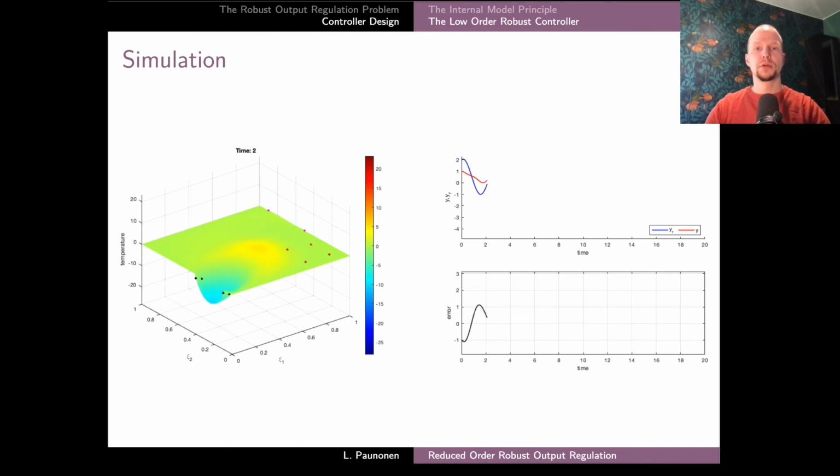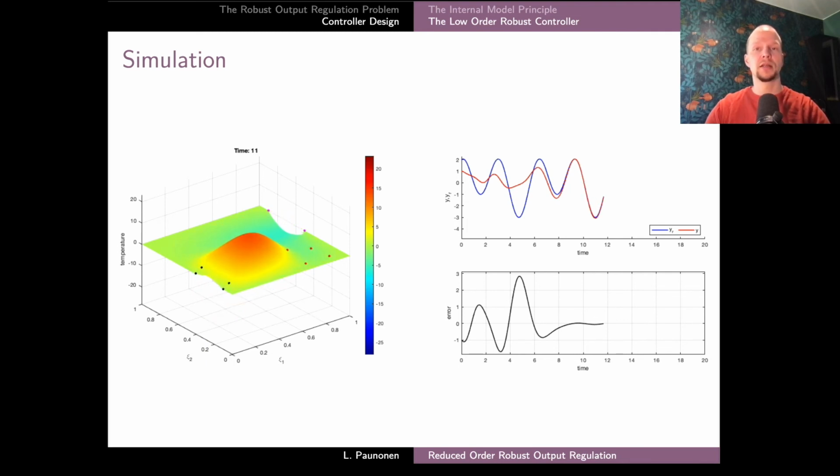The temperature profile is shown on the left here. The inlet and the place of the control input are shown at the front of the figure. The red dots inside the spatial domain denote the area where the temperature measurement is taken. And on the right hand side here, you can see the evolution of the temperature measurement as well as the tracking error.